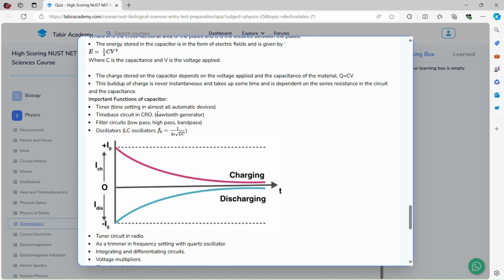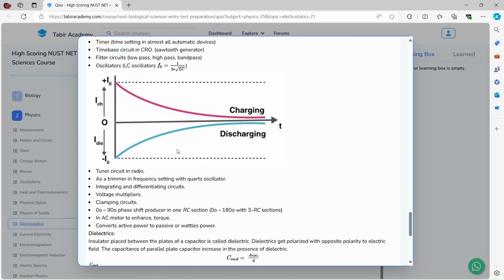Important functions of capacitors: timer, time setting in almost all automatic devices; time-based circuit in CRO, sawtooth generator; filter circuits, low pass, high pass and band pass; oscillators, LC oscillators, f naught equals 1 over 2 pi root LC.